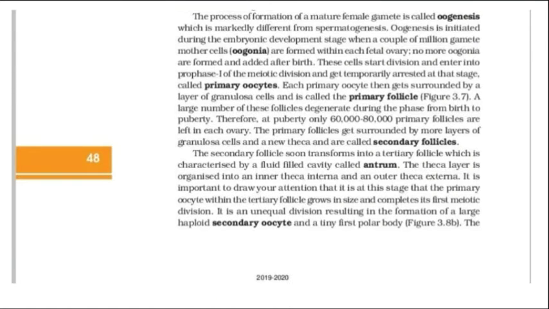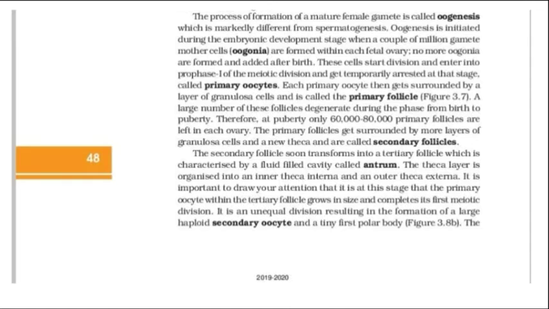The process of formation of a mature female gamete is called oogenesis, which is markedly different from spermatogenesis. Oogenesis is initiated during the embryonic development stage when a couple of million gamete mother cells, also known as oogonia, are formed within each fetal ovary. No more oogonia are formed and added after birth.